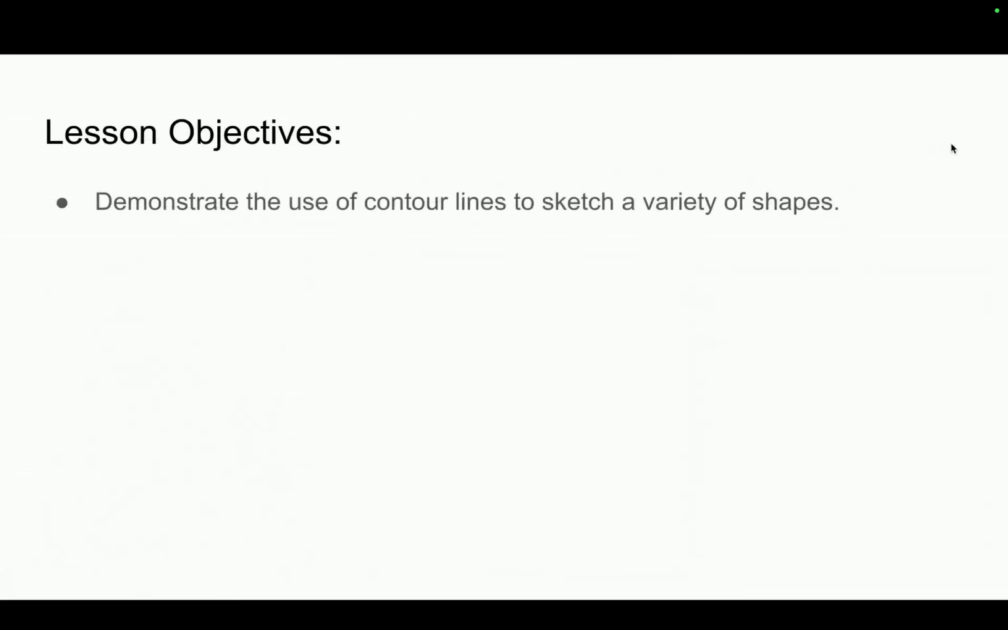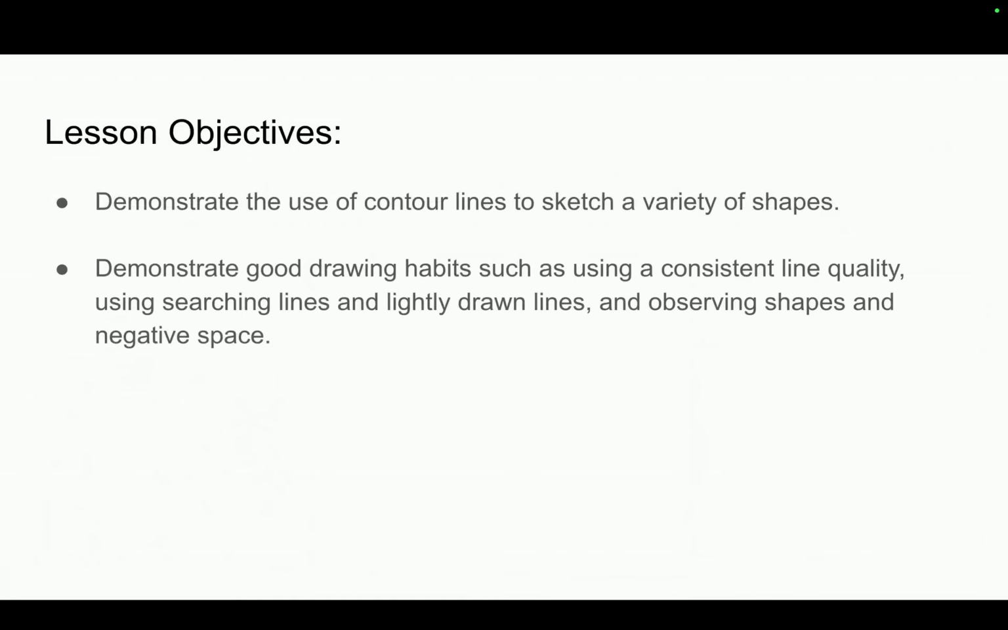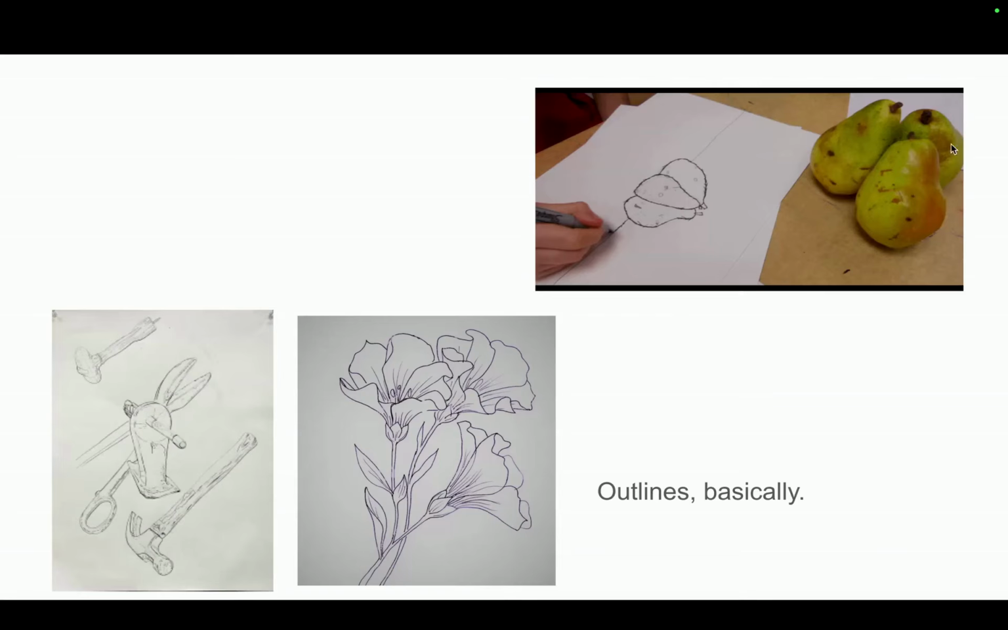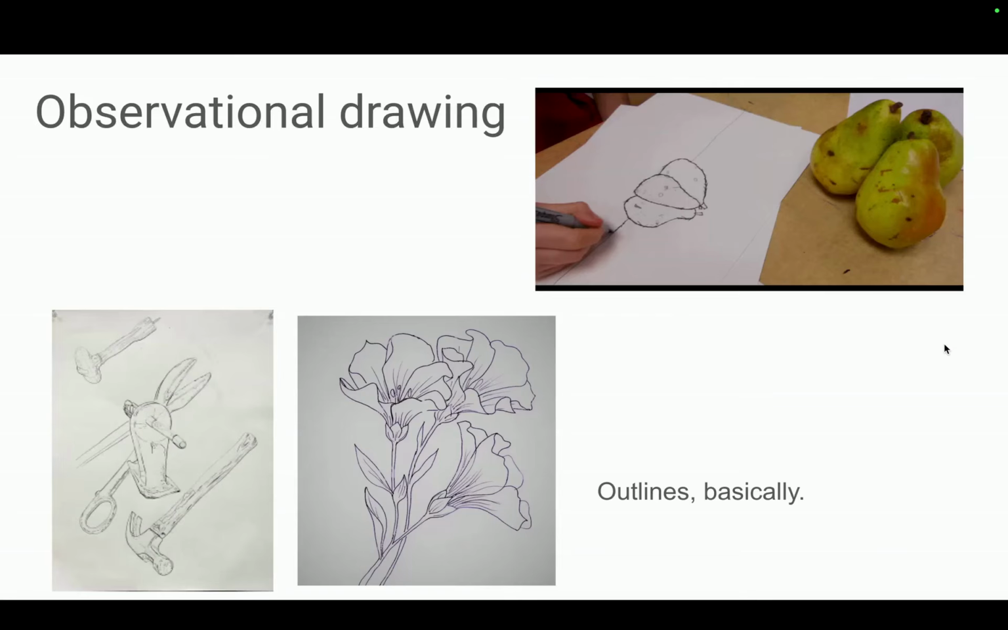The lesson objectives are to demonstrate the use of contour lines to sketch a variety of shapes, demonstrate good drawing habits such as using a consistent line quality, using searching lines and lightly drawn lines, and observing shapes and negative space, as well as learn to focus on the lines and shapes that make up an object rather than the object as a whole. So we're focusing on two types of drawing right now, observational drawing and contour drawing.